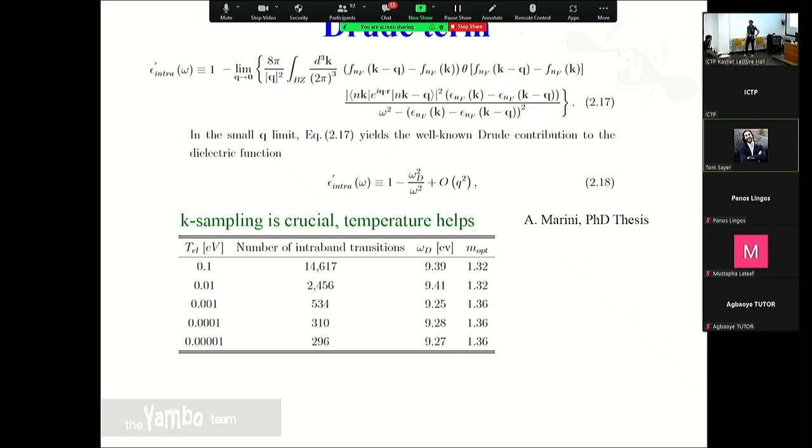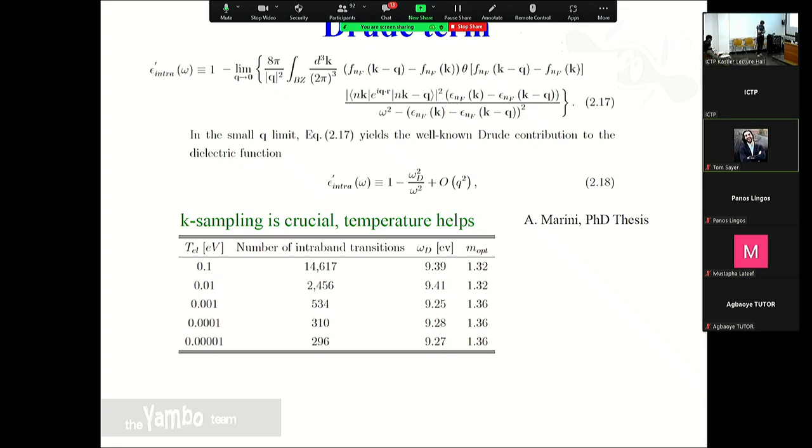Can I add something? There is an important point. Yambo cannot calculate that omega d square. The omega d square is the nasty part. Of course, that expression is analytic. The problem is that if you work out the expression, you see that it's a surface integral. It's just an integral restricted to the Fermi surface.